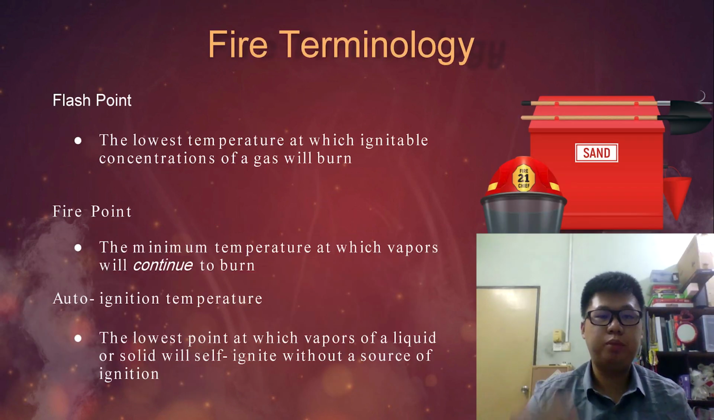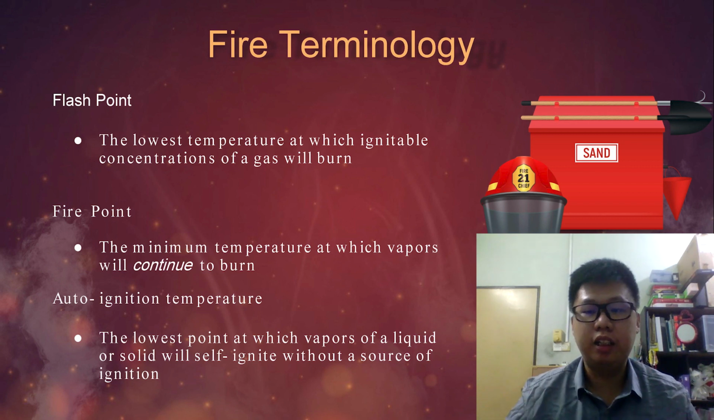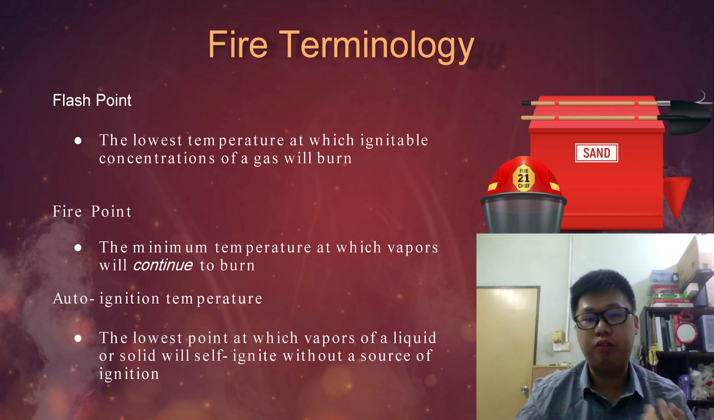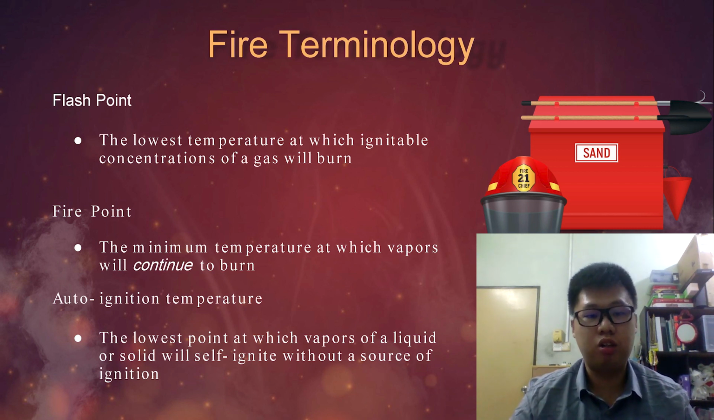Now I will continue the presentation with fire terminology. So the first one is the flash point. The flash point is the lowest temperature at which the ignitable concentration of the gas will burn. The second one is the fire point, which is the minimum temperature at which the vapor will continue to burn. The third one is the auto-ignition temperature, which is the lowest temperature at which the vapor of a liquid or a solid will self-ignite without a source of ignition.